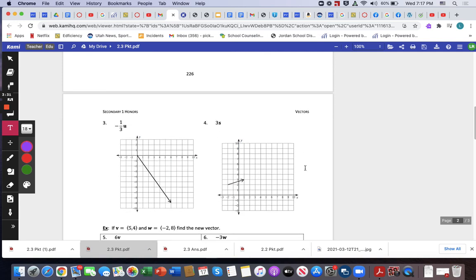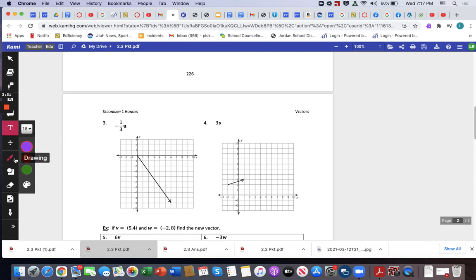-1/3 u. So again, we're going to start at 0, 0. However, with the -1/3, we're going to go the other direction. So this one goes over 6. So our x value, 1/3 of that would just be 2. So I'd be going over 2 this way. Now it goes down to -9, so we're going to go up to 3.